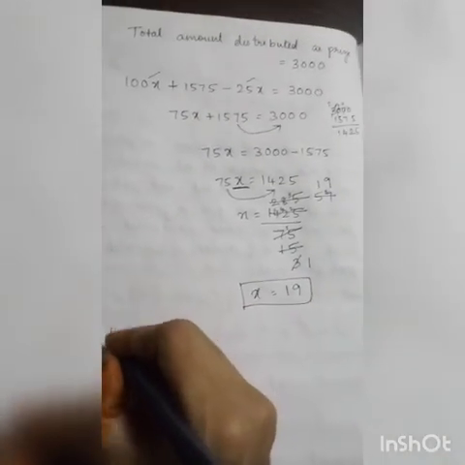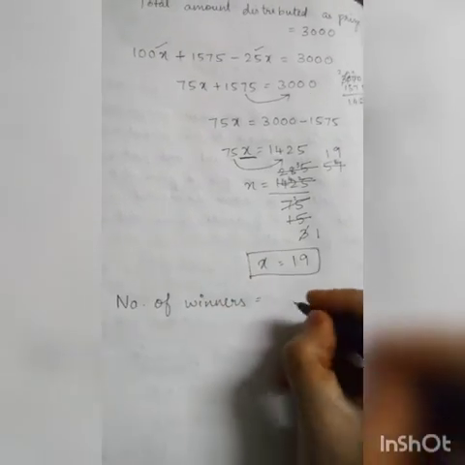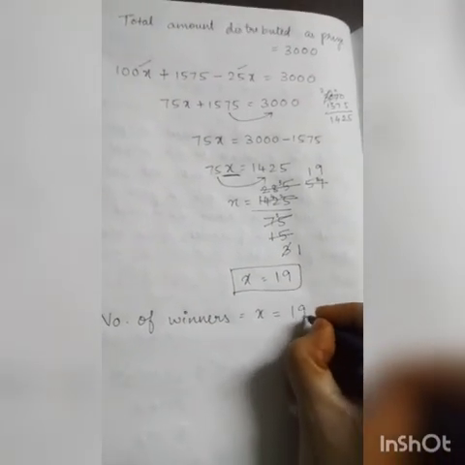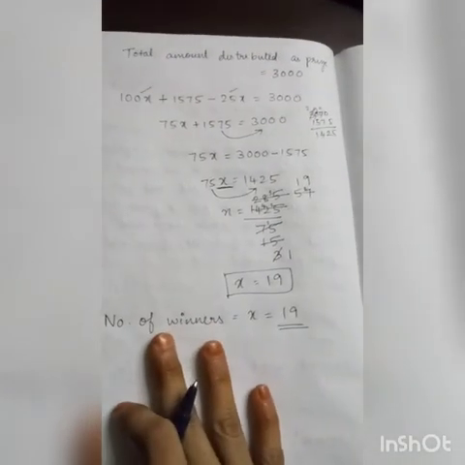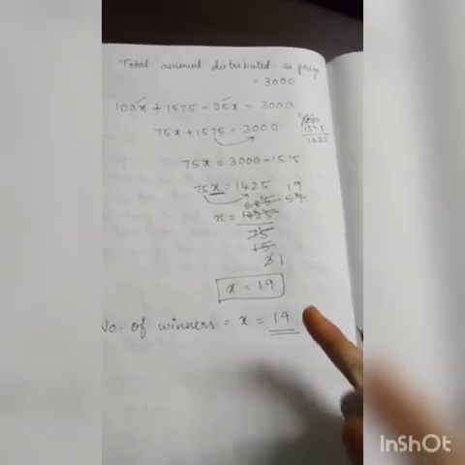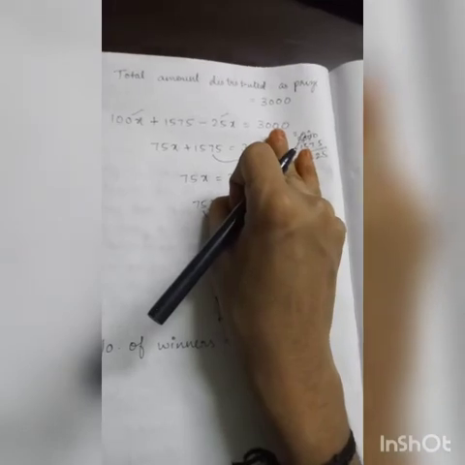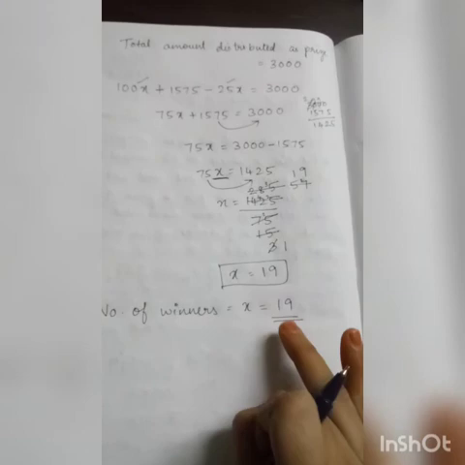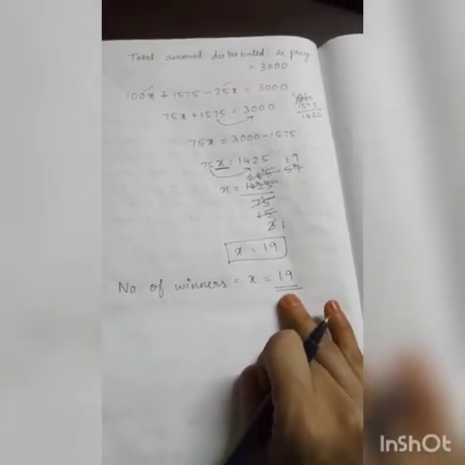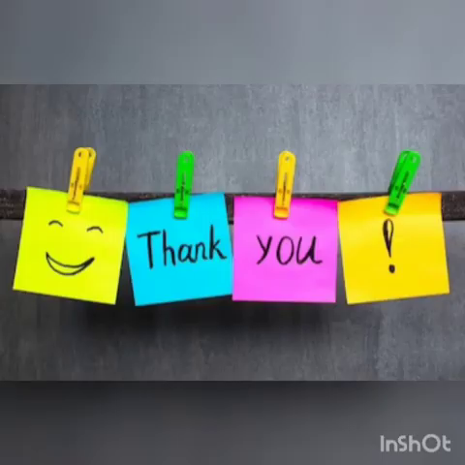What is the x value here? The number of winners is how much? That is what we want to find: the number of winners is actually x. So there are totally 19 winners in that competition. Understood, children? First we are finding the amount which we are spending for winners as well as non-winners. Then I am adding these two, which is equal to 3000. Then I am solving. I have found the number of winners, which is x, so 19. So totally in this competition, how many winners are there? 19 winners.